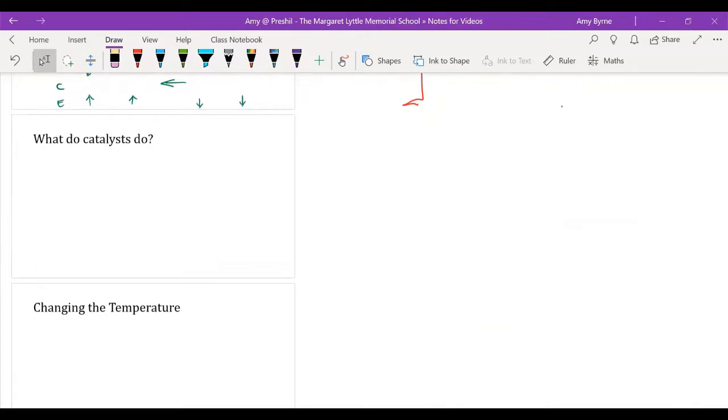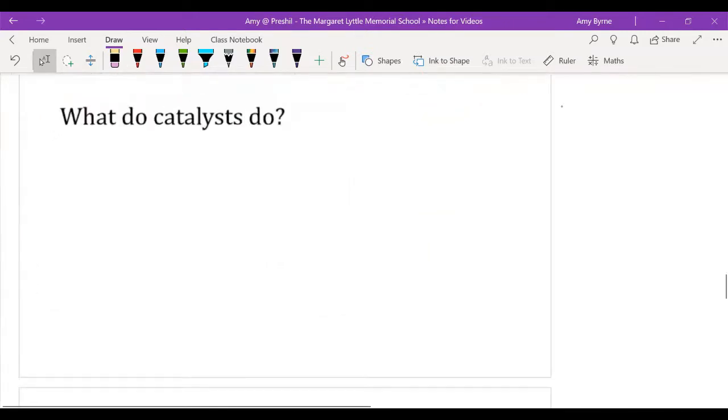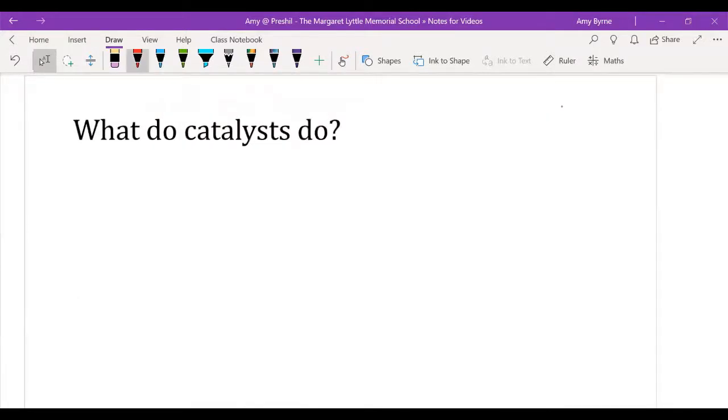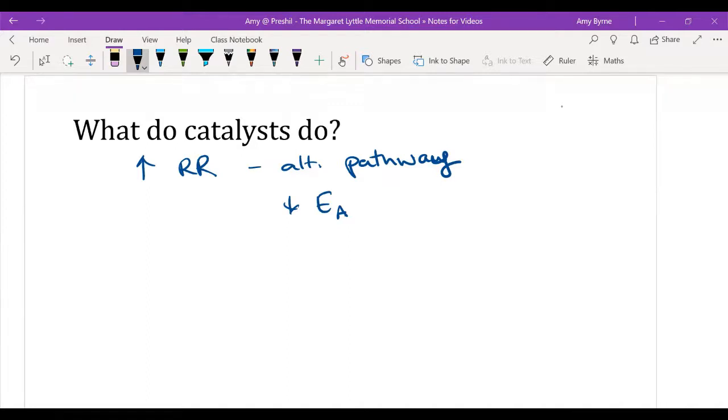Let's talk about catalysts. Okay, so what do catalysts do? So catalysts, remember our definition, increase the rate of reaction by putting in an alternate pathway with lower activation energy. So catalysts increase the reaction rate by generating an alternate pathway with lower activation energy.